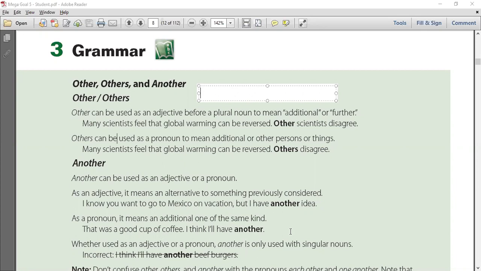Did we understand? Yes. Easy? Very easy. Yes. Okay.